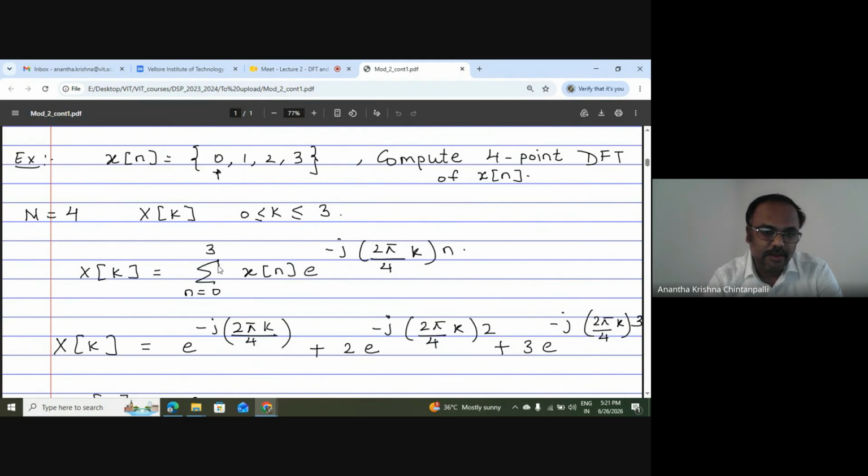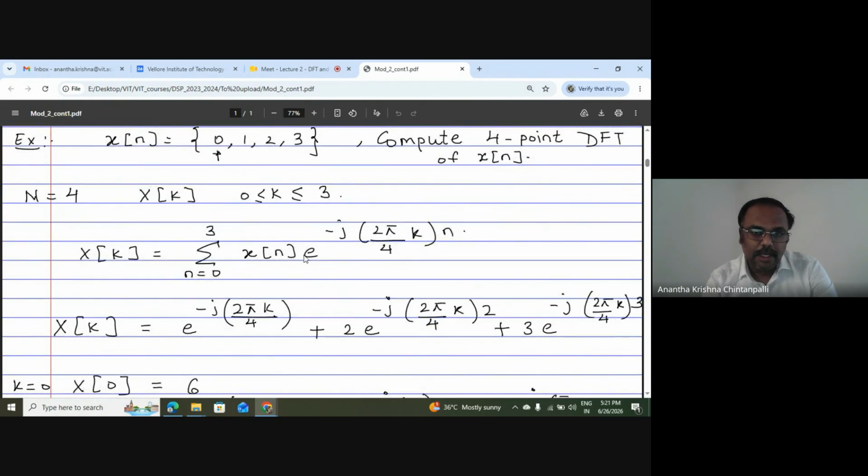X of k is equal to summation of n goes from 0 to 3, x of n e to the power of minus j 2 pi k by capital N. Capital N is 4 times little n. Now I expand the summation. So n is equal to 0, this term has 1, but x of 0, the value is 0, so I don't include that term.